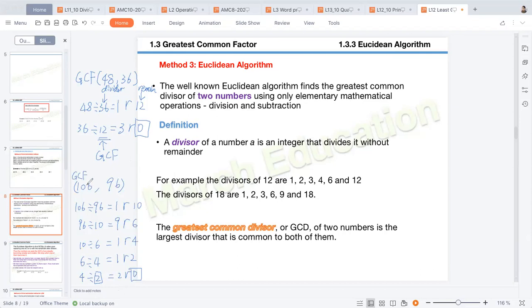So this is how to use it. Of course, especially for very big numbers. These two numbers are not very big. You can use factorization. But if you change it to two big numbers, you can use this method. Okay, and this method is very easy for coding.